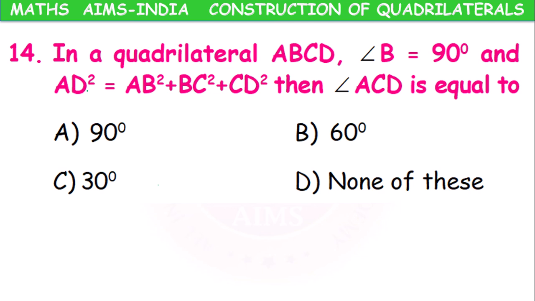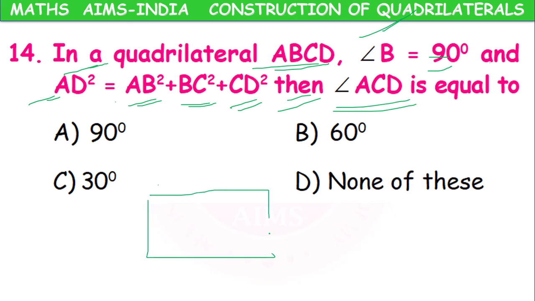Next one. In a quadrilateral ABCD, angle B equal to 90 degrees. Then AD square equal to AB square plus BC square plus CD square. Then angle ACD how much?